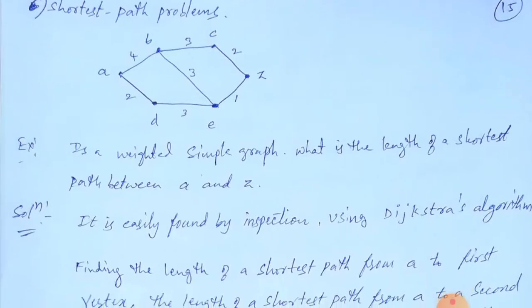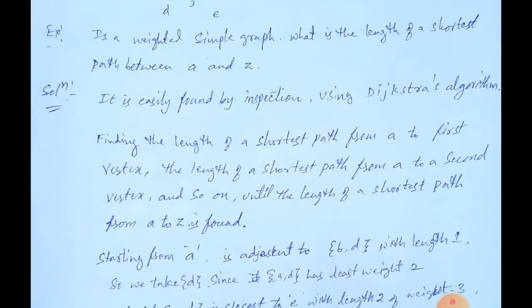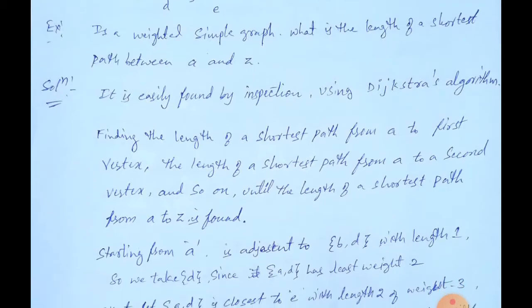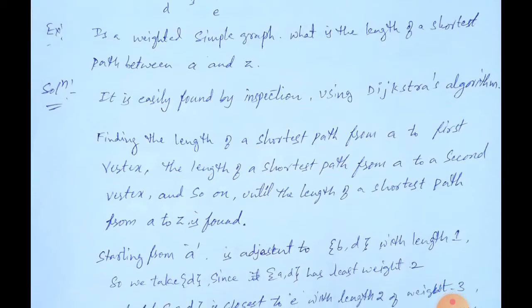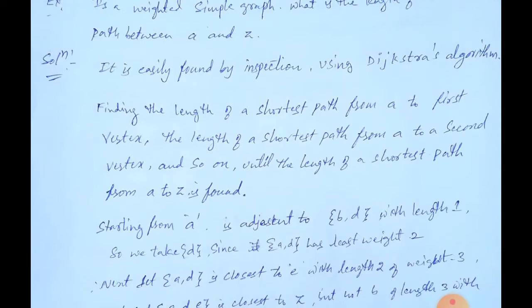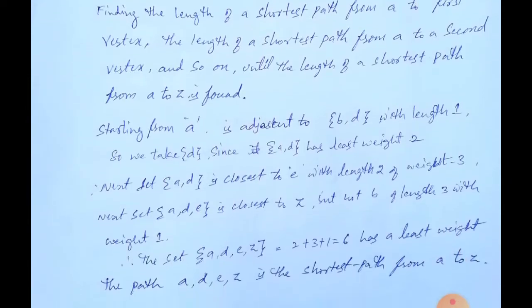An example is clearly given. Solution. So how many paths are there between A and Z, and what is the shortest path between A and Z? That we can find out using Dijkstra's algorithm. Now see how we will proceed for this algorithm.